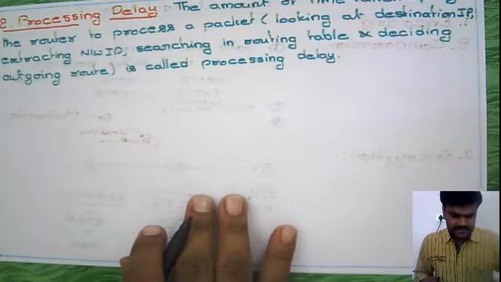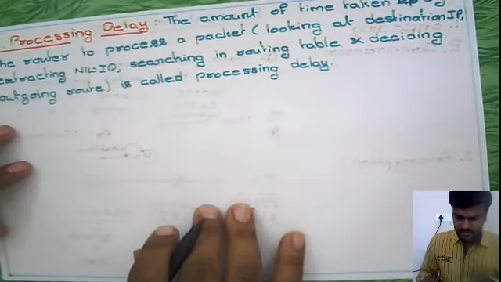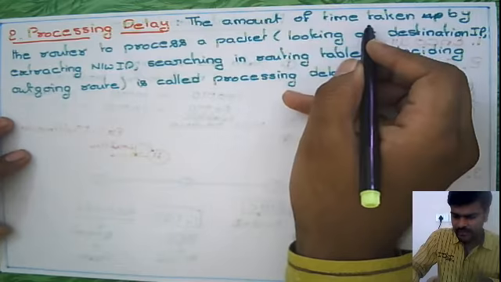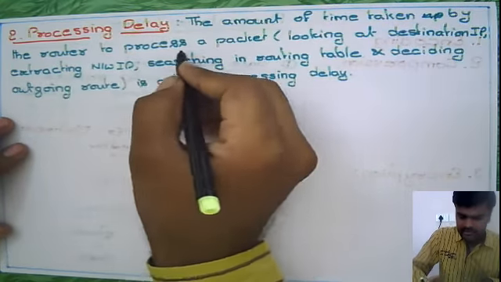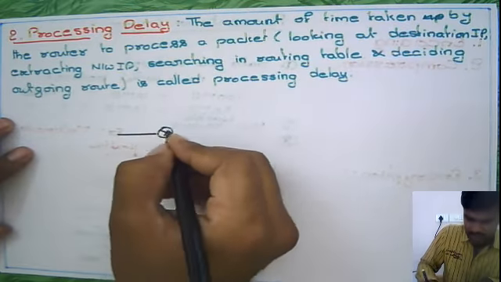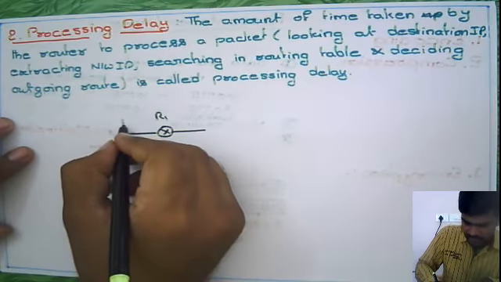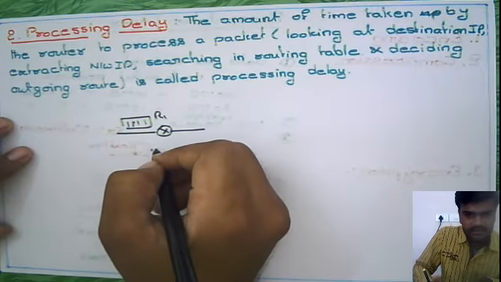Next definition is processing delay. So this is, as we mentioned, processing delay. It is the amount of time taken by the router to process a packet. Suppose this is the router R1. You have the buffer here, and many packets are there. Assume that it has taken the first packet.